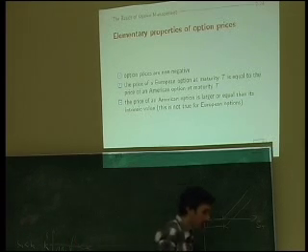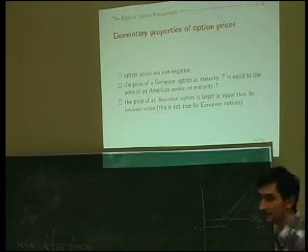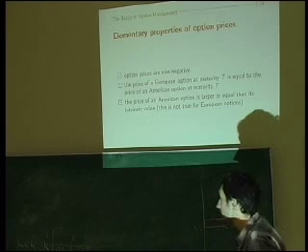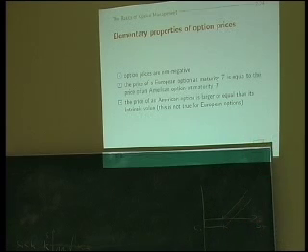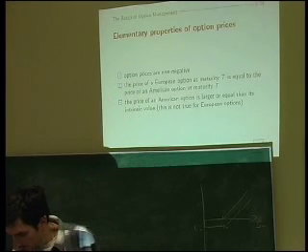And it is clear why: if you buy an American option, you have more flexibility. You can exercise at any time before maturity, while a European option you can exercise only at maturity. So you have more flexibility, and you have to pay for this flexibility, and therefore the American option is usually more expensive.